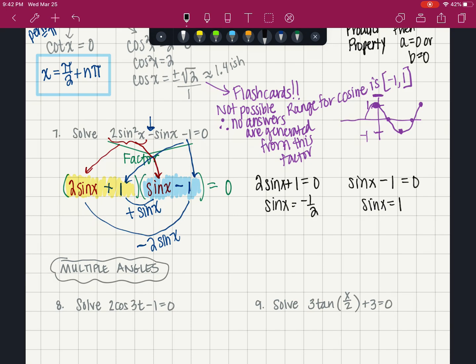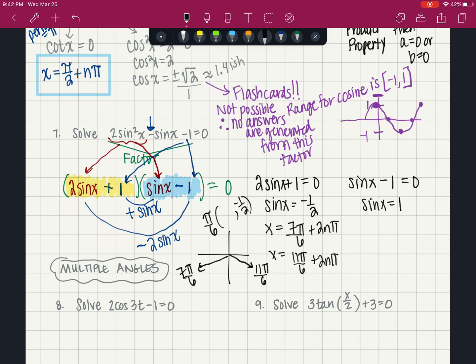Well, where is the sine of x -1/2? Well, that's at a pi over 6 angle in quadrants 3 and 4. Well, quadrants 3 and 4 do not make a straight line with one another. So we're going to end up adding 2 pi to both of those answers. The pi over 6 in quadrant 3 is 7 pi over 6, and the pi over 6 in quadrant 4 is 11 pi over 6. So x equals 7 pi over 6 plus 2n pi. X equals 11 pi over 6 plus 2n pi.